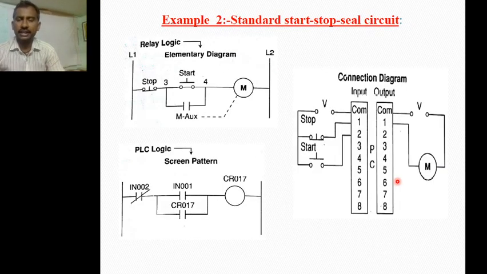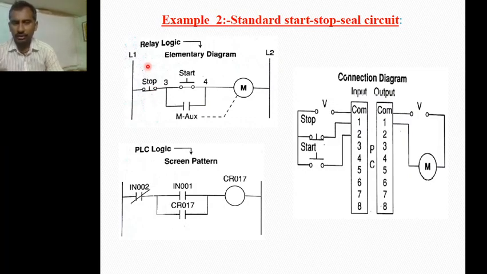Coming to the second example, we have the standard start stop seal circuit. That means if you press the start button, then the motor will run. And even if you remove the start button, the motor continues rotating. The motor will stop only when we press the stop button. So this is the example here.